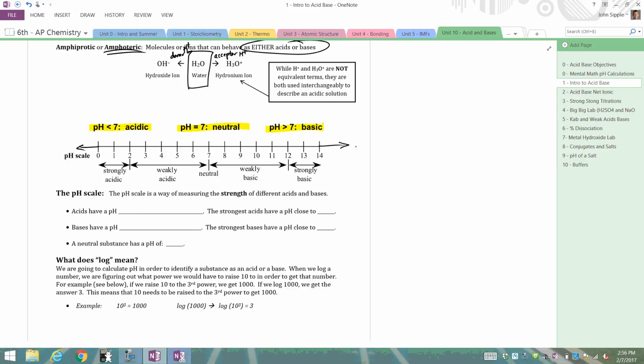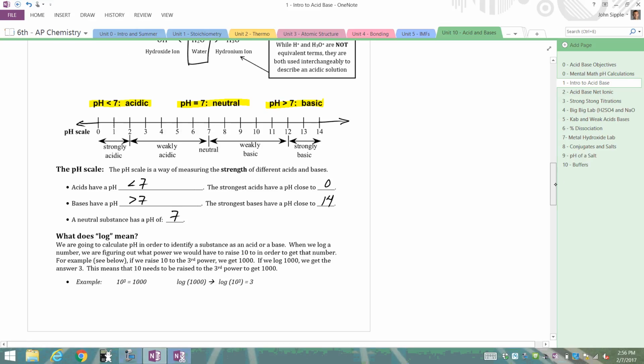So basically what it boils down to is acids have a pH less than 7. Bases have a pH greater than 7. The strongest acids have a pH closest to 0. The strongest bases have a pH closest to 14. And neutral substances are 7.